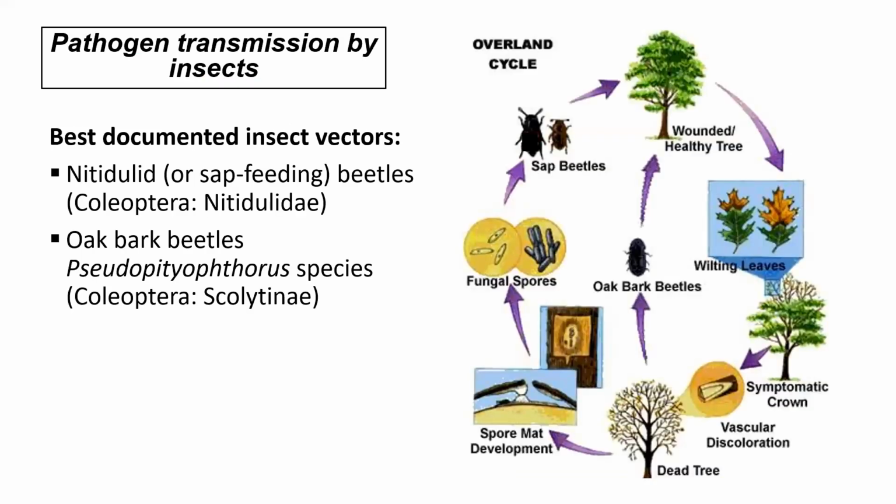So first, the above ground transmission is really by insects. We have some aggravating factors, like humans who help the insects spread it. But anyway, pathogen transmission overland is by insects. The best documented insect vectors are the nitidulid beetles, or what we call sap feeding beetles. Some people call them sap beetles, and the oak bark beetles. So you see the diagram on the right. There are different routes that these beetles use to transmit the fungus to a healthy tree.